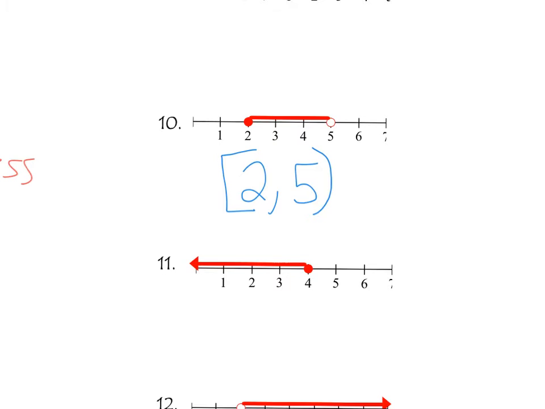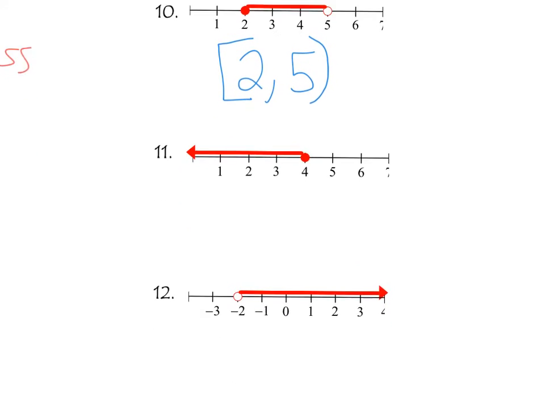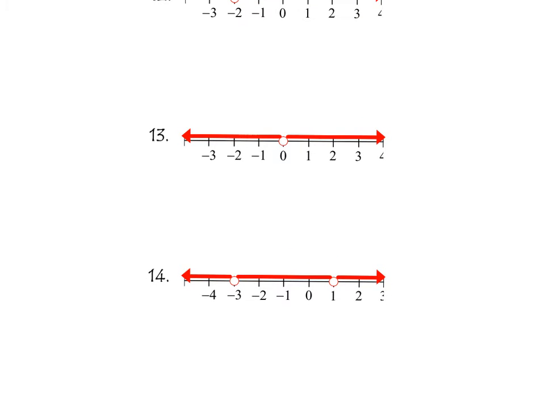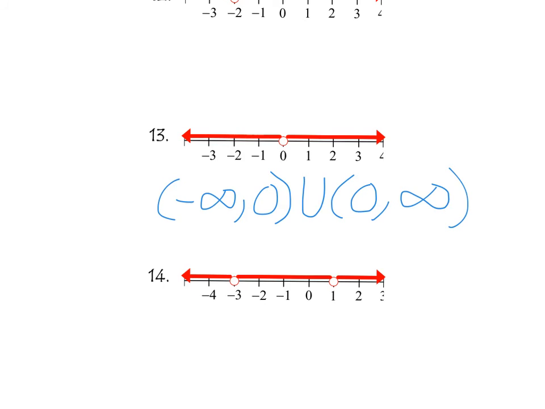Okay? And the last one I want to show you is number 13, because there's 2 sections here. So I'm going all the way from negative infinity, which is not included, all the way up until 0. And since 0 has an open circle, it's not included. And I have to union that, so we put a U in between them, with the other side of 0, still not included, all the way until positive infinity. So whenever you have sections like this, you're always going to have a U in between them. Okay?